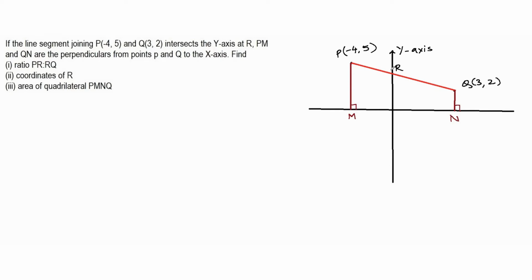First we have to find the ratio PR is to RQ. Second, we have to find the coordinates of R, and then we have to find the area of this particular quadrilateral PMNQ.